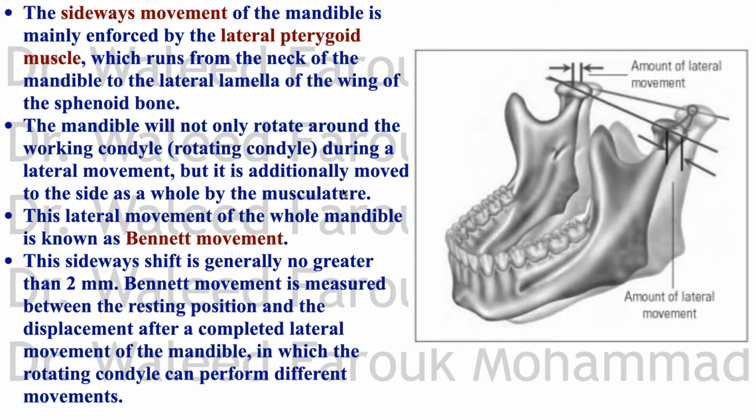The mandible is moved to the side as a whole by the musculature responsible for mastication. This lateral movement of the whole mandible is known as the Bennett movement, as you can see here. The sideways shift is generally no greater than 2 millimeters. Bennett movement is measured between the resting position and the displacement after a completed lateral movement of the mandible. This is called the Bennett movement.